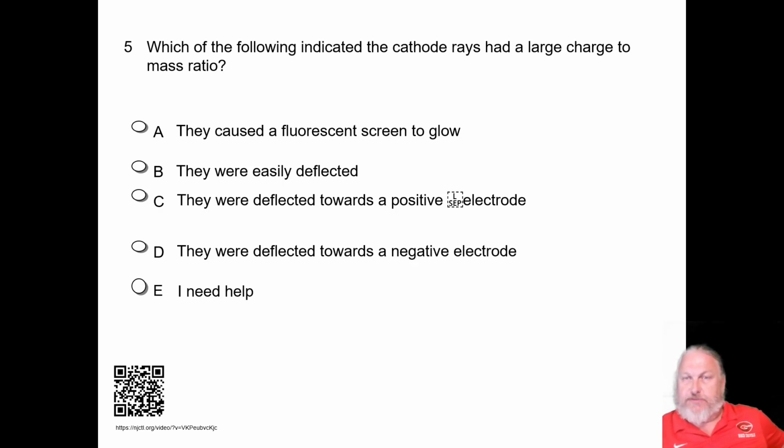Another thought question. Which of the following indicated the cathode rays had a large charge to mass ratio? They caused the screen to glow? No. They were deflected toward the positive electrode? They were deflected toward a negative electrode? Or I need help?